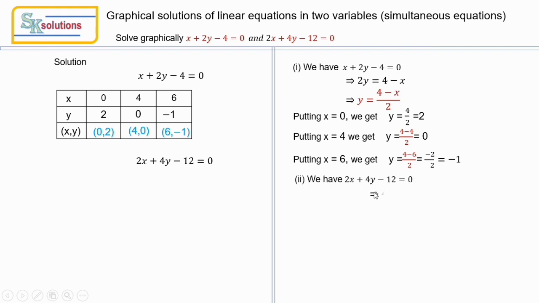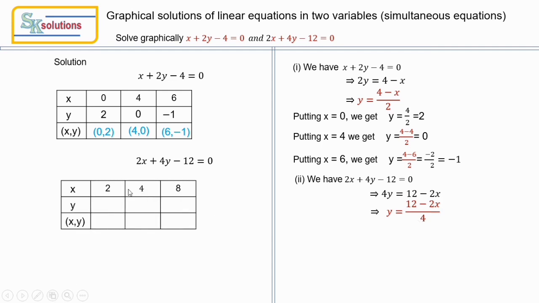That is 4y is equal to 12 minus 2x. y is equal to (12 minus 2x) divided by 4. Let us fill up the table here for the values of x equal to 2, 4 and 8.